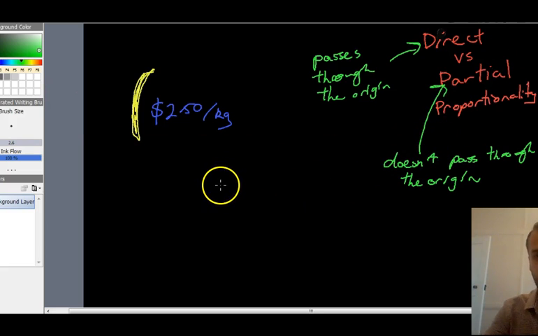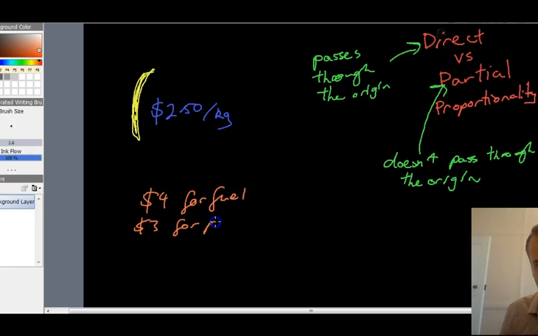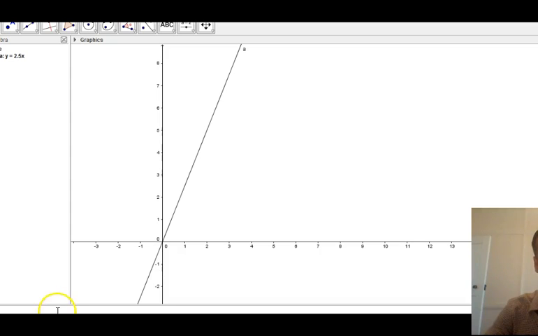If we were to graph that, it would look something like this. Let's say it costs $4 for fuel to get to the shop, and let's say it costs $3 for parking. That means that before you've even bought a single banana, it's going to cost you $7. Let's take a look at what that looks like on our graph. y equals 2.5x. There's still our cost of bananas, but the fixed cost that goes with it is the plus 7. That's our c value.